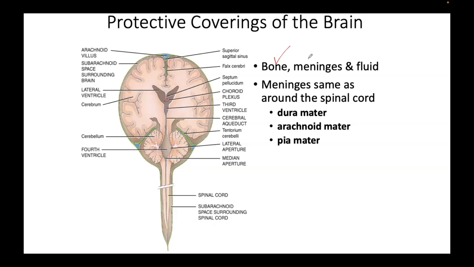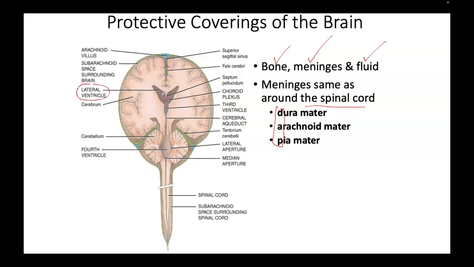I mentioned earlier the meninges, and the meninges are the same meninges that surround the brain, also surround the spinal cord, and they are PAD: pia mater, arachnoid, and dura mater. Those are the meninges. And then we also have fluid that helps to protect the brain. And the fluid circulates in these chambers called ventricles.